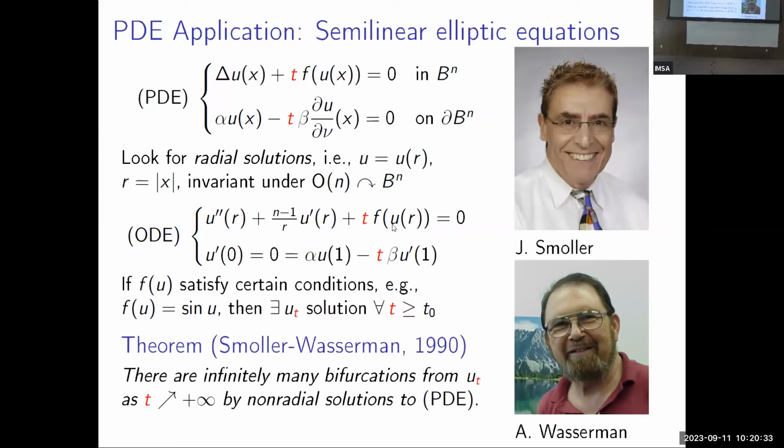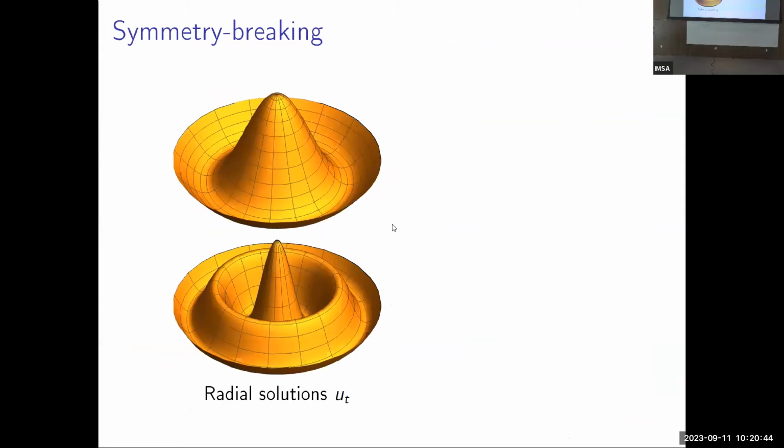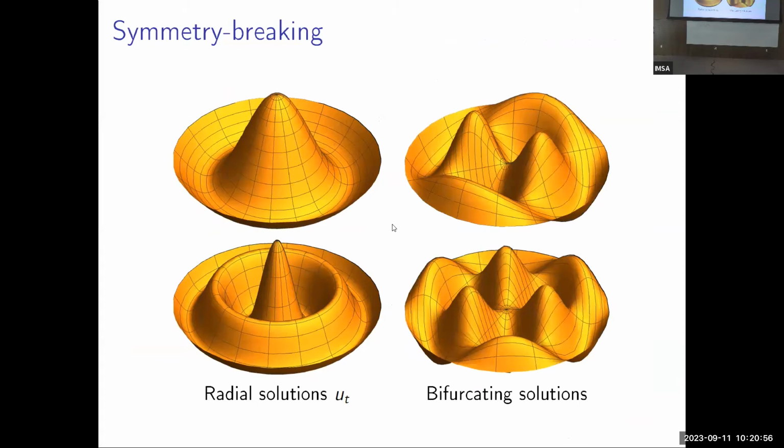So associated to bifurcation, you also have another important phenomenon which is called symmetry breaking. So this is a kind of a picture. Radial solutions have this kind of shape. This is the graph of a typical radial solution in R². And bifurcating solutions no longer have this radial symmetry, but they preserve some kind of discrete symmetry.